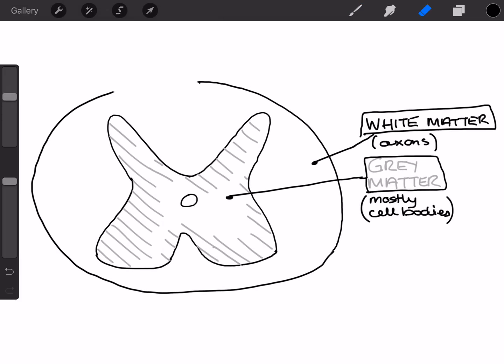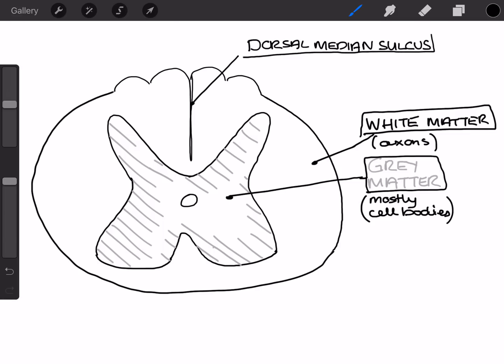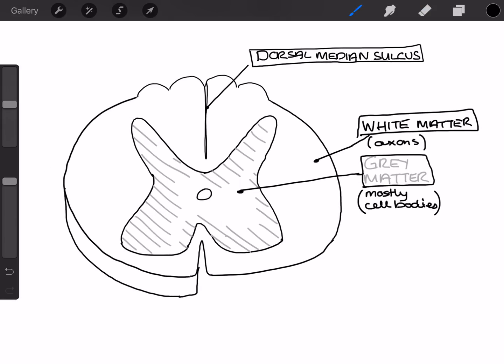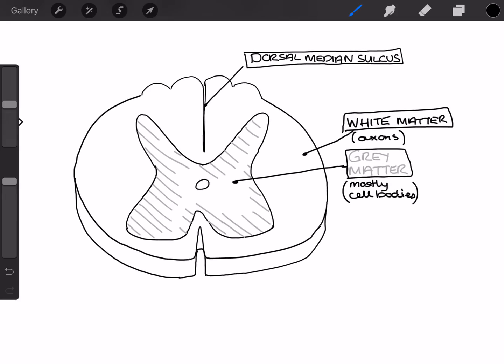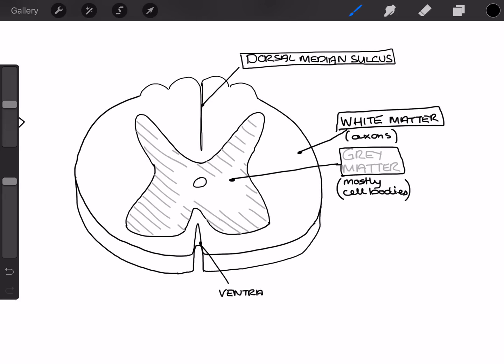And up this top part here, this is the dorsal side of the spinal cord, which is the back. And this big stripe down here is the dorsal median sulcus. And on the other side, anteriorly, or ventrally, we have got the ventral median fissure. So just labelling a few key structures here to start with.